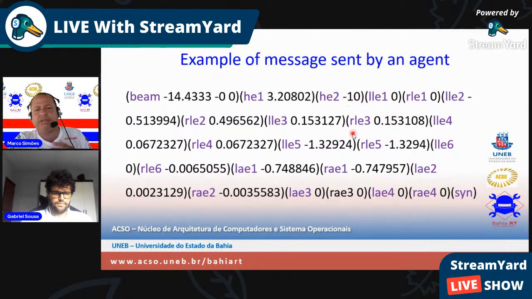There is no strict order to send this message. The important thing is the name. You can send these effectors in any order, and the simulator can understand them by their names. The name of the effector is what is important. So all these effectors are sent here, they are the joint effectors, and in the end we send a sync synchronization effector to tell the simulator that this is the end of my effector messages in this simulation cycle. Okay.